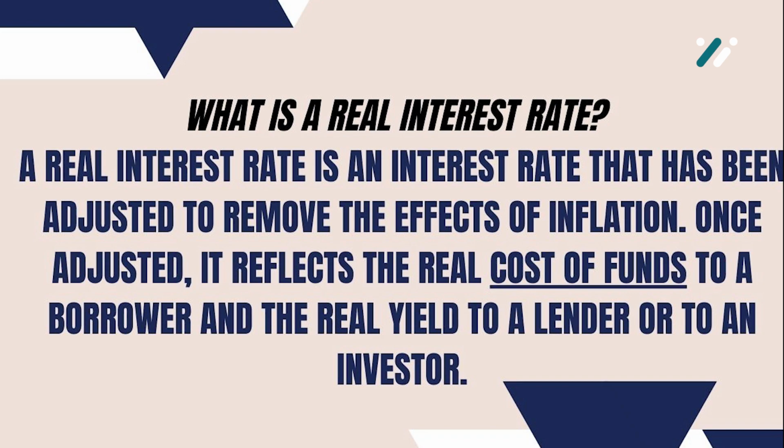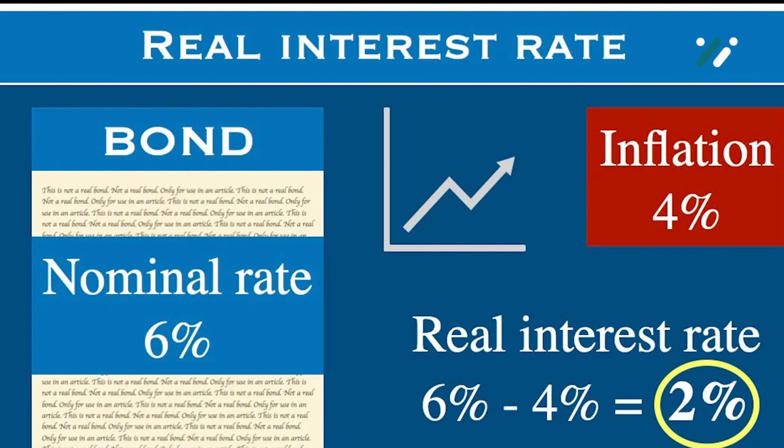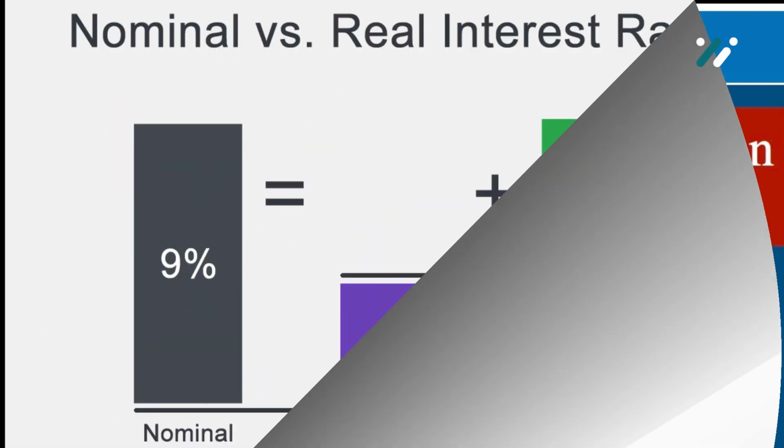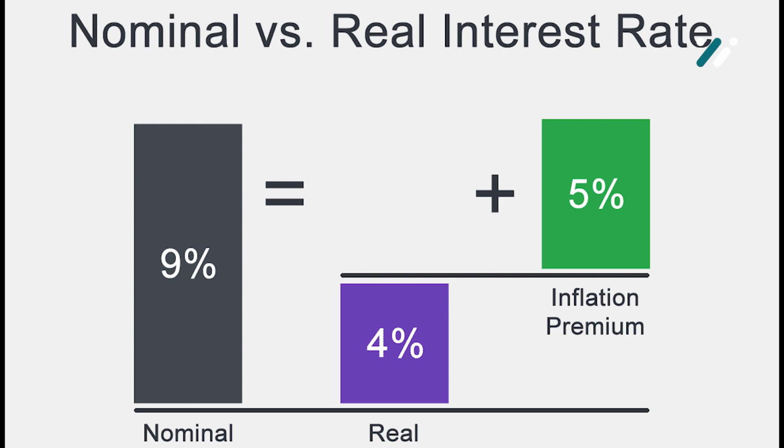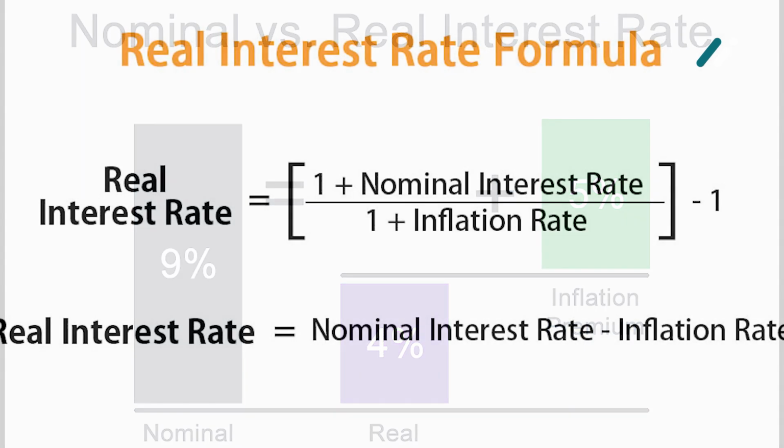This is where the real interest rate comes in. It subtracts the inflation rate from the nominal interest rate, the one typically advertised by banks. The result gives you a more accurate picture of your investment's return. In essence, it shows the actual increase or decrease in your purchasing power. So, in simple terms, the real interest rate is the nominal interest rate minus the inflation rate, giving you the true return on your investment.